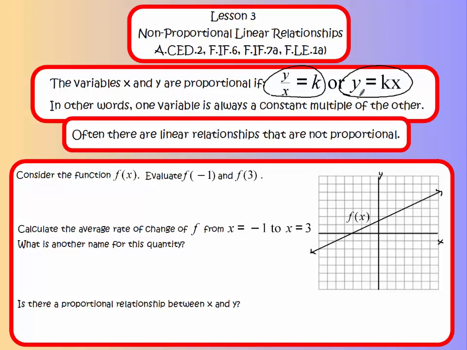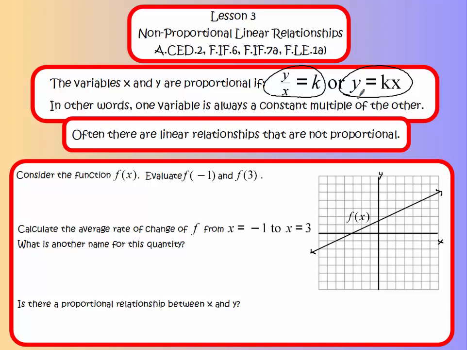So in other words, the one variable is always a constant multiple of the other. And we'll see how this works. This is only ever the case when our line goes through the origin, by the way. So it's a kind of easy way to determine if you see the graph of the line. If it goes through the origin, it will be in a proportional relationship.